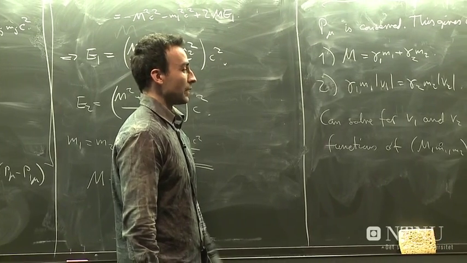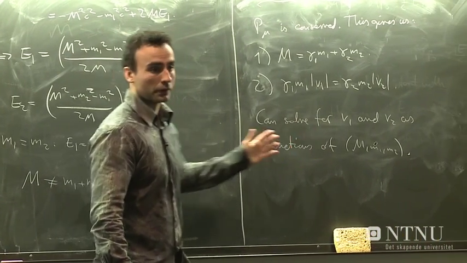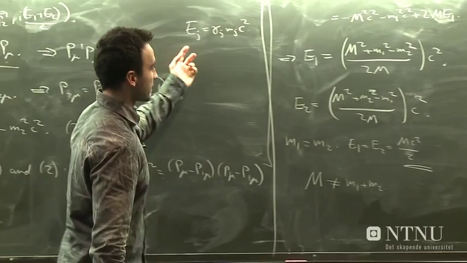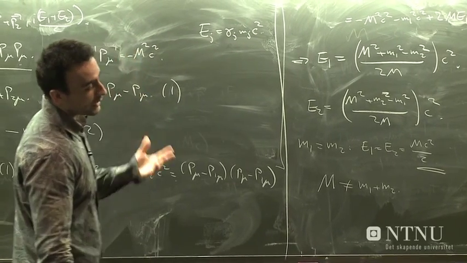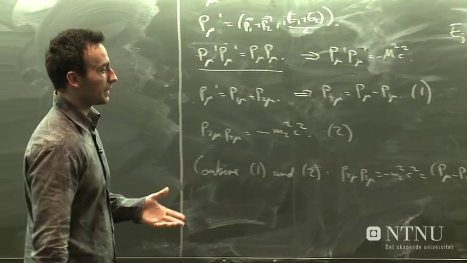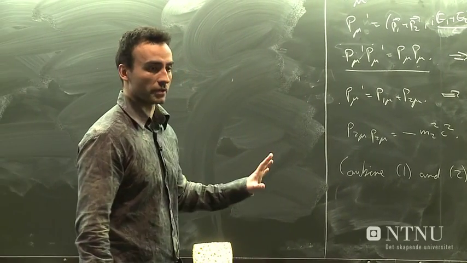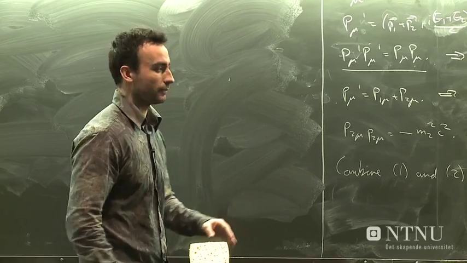Once we have v1 and v2, we could find the energies of the particles precisely via this relation. So there are many ways we could arrive at the final result. I just wanted to show you several alternatives.